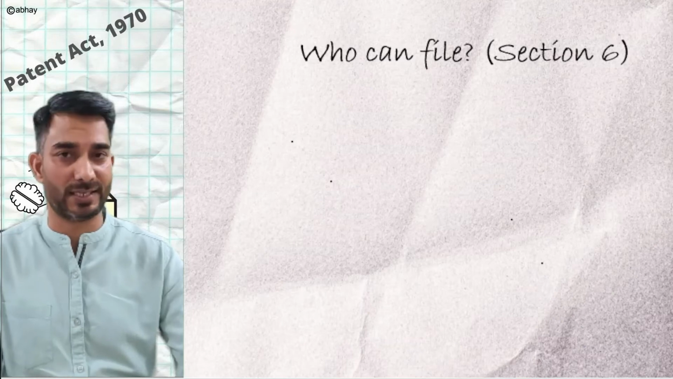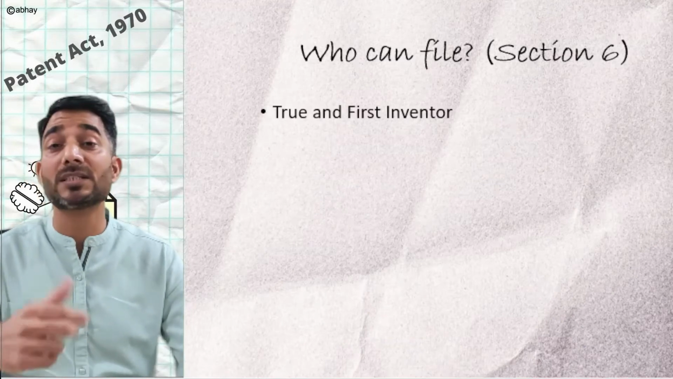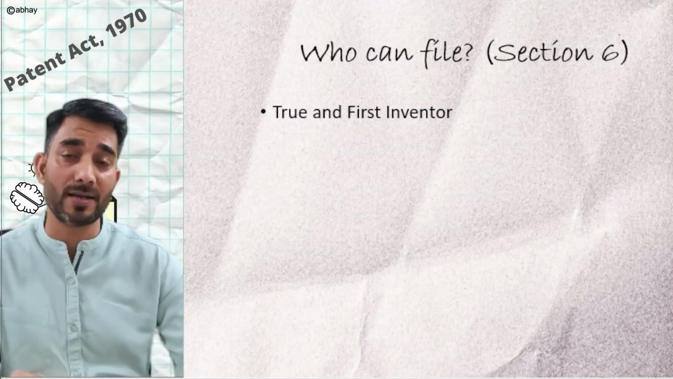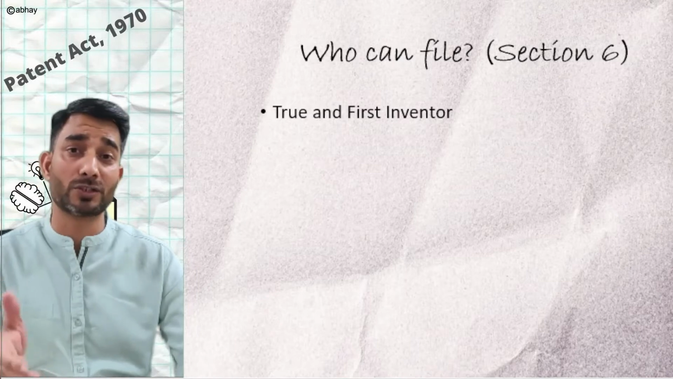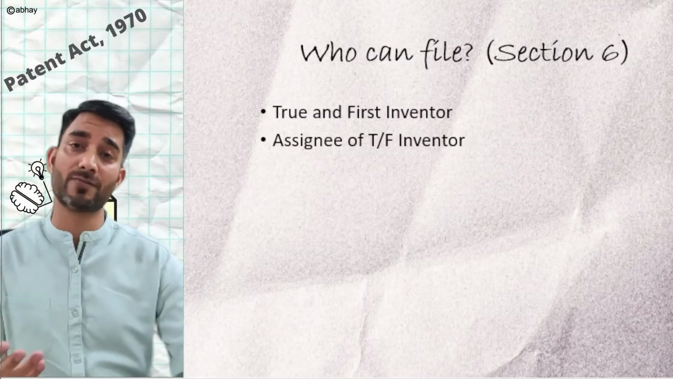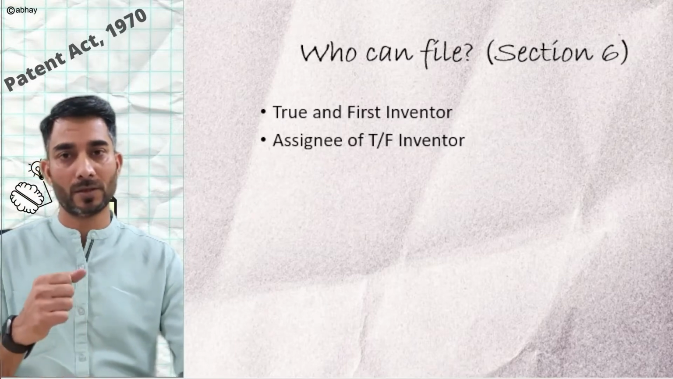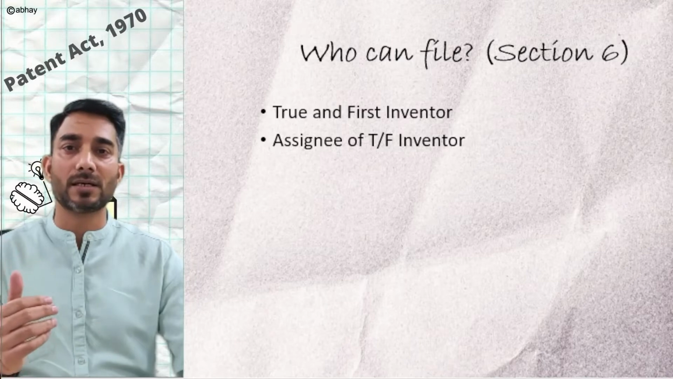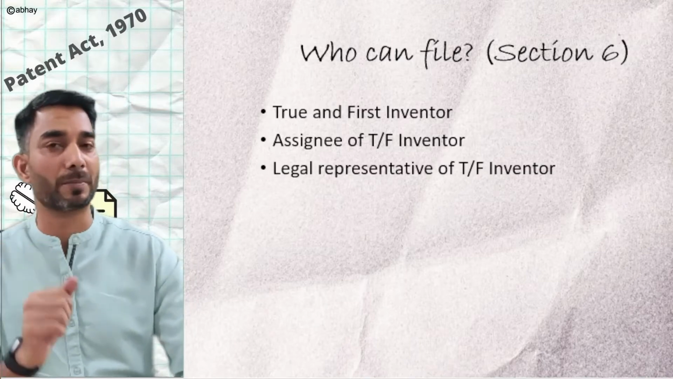As per Section 6, a person claiming to be the true and first inventor can apply for a patent. Similarly, because an invention can be assigned to somebody, an assignee of the true and first inventor has the right to apply for the patent. On similar lines, a legal representative of the true and first inventor can also apply for a patent.